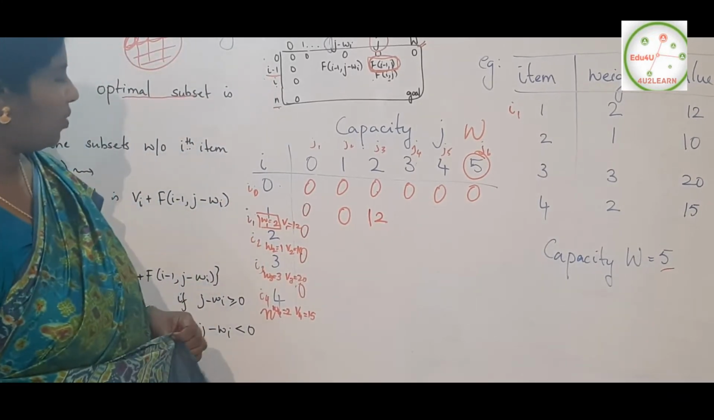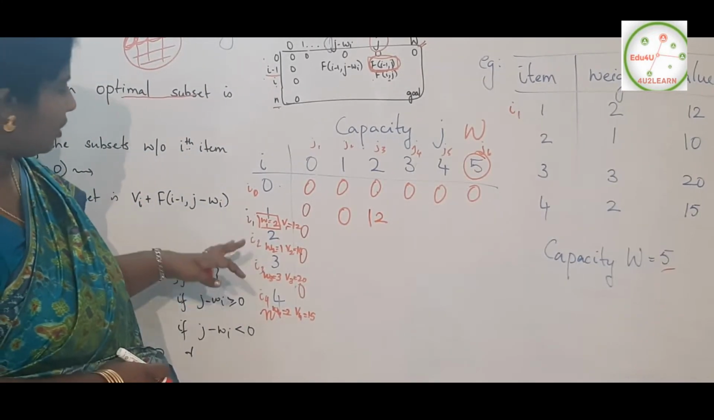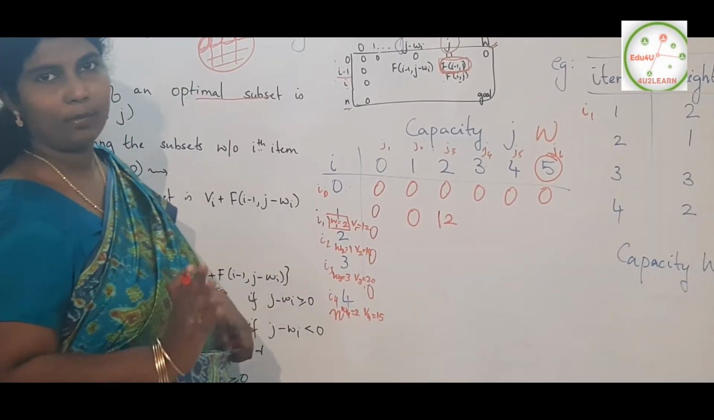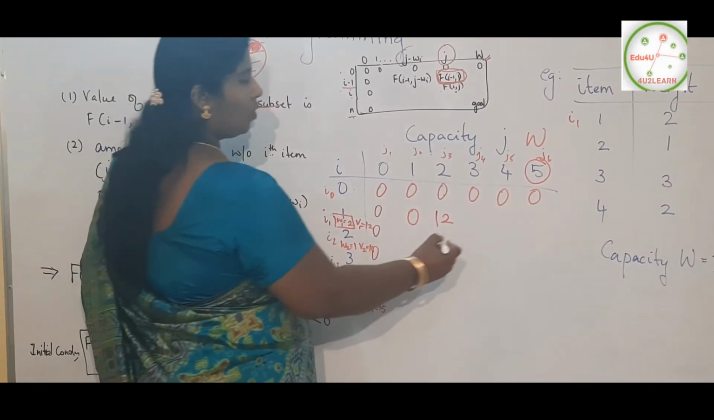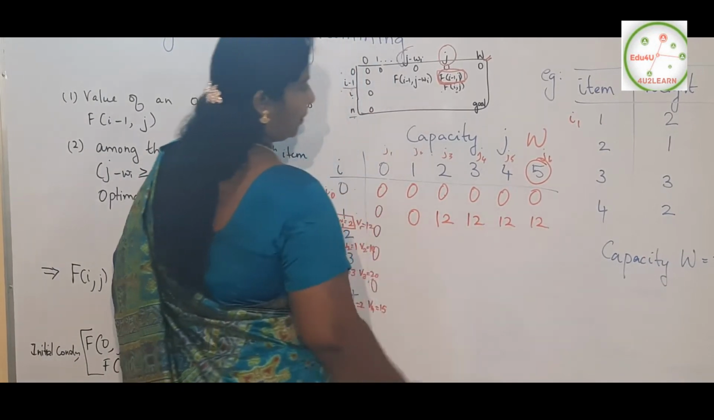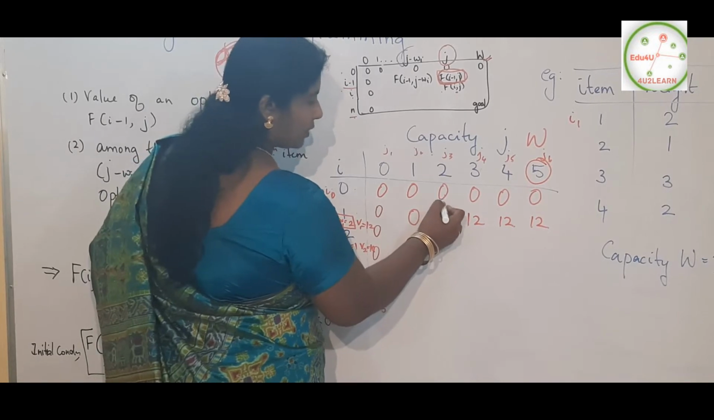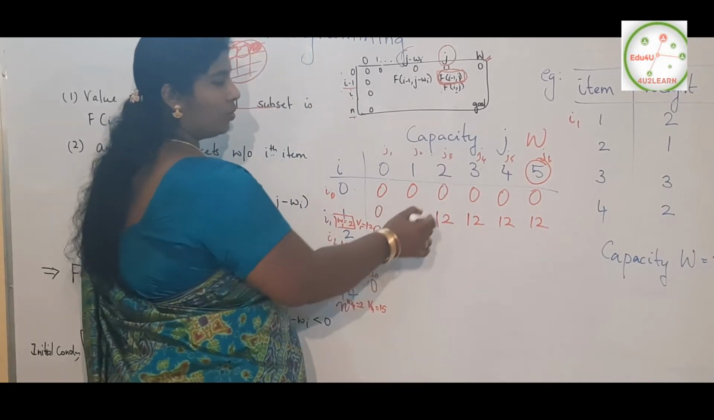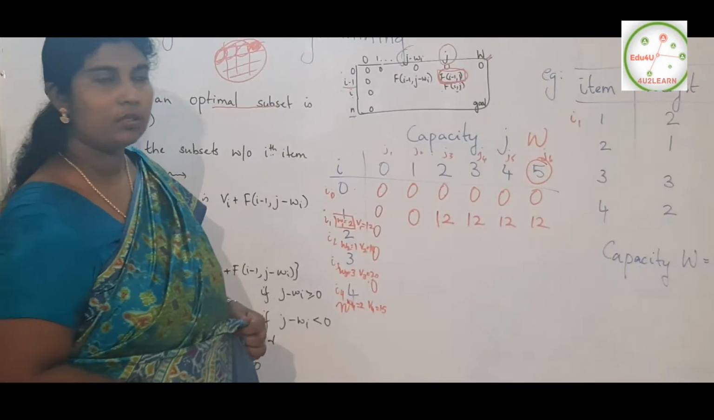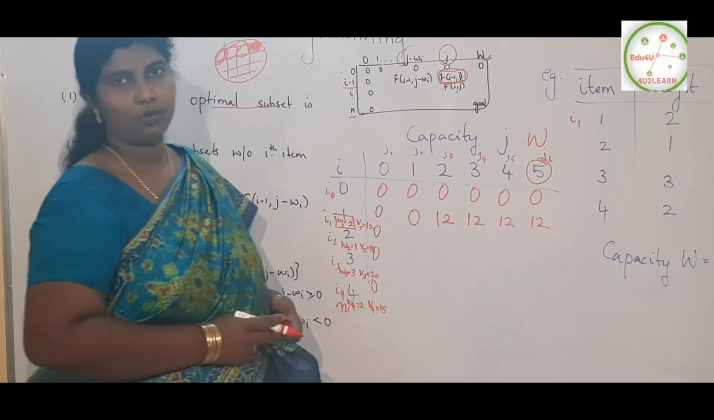Okay. So now we don't have any other item here in this first initial step. We just have only item number 1 available. So all these places we can just fill it up with 12. That is, maximum capacity is going to be only 2. So beyond this we cannot add anything. We don't have any item at all. So it is going to be 12 throughout.